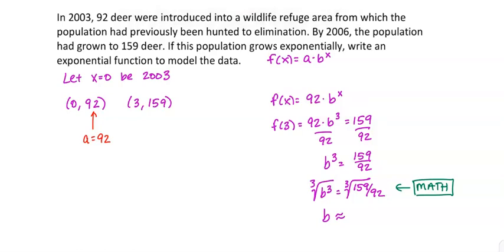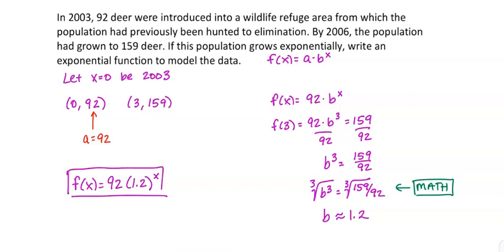We'll usually round to several decimal places, but here when you put it in your calculator you'll see 1.2000. So we'll go ahead and just call that 1.2. So if we take our value of a and b together, the function that we have is going to be 92 times 1.2 to the power of x.